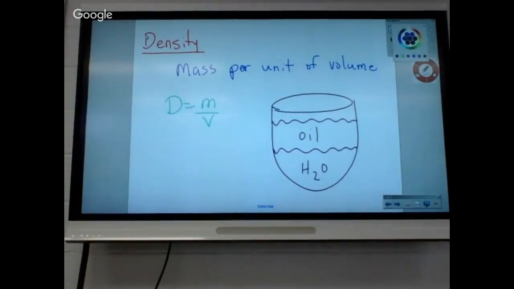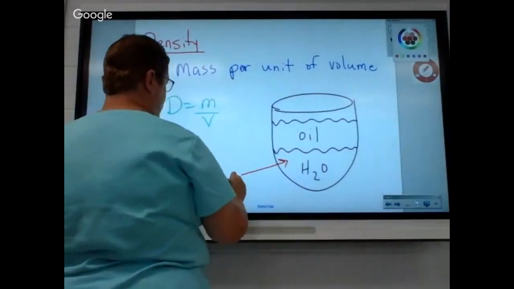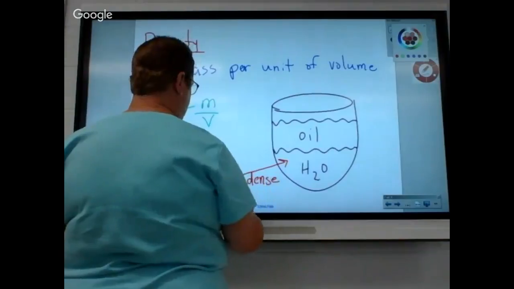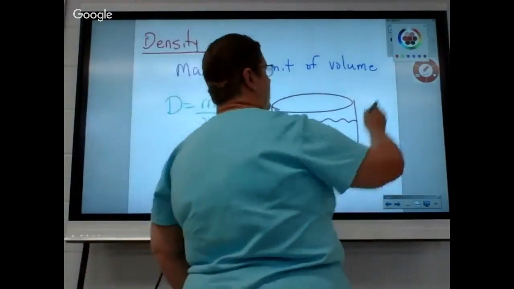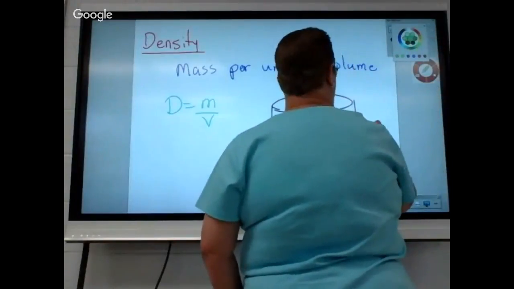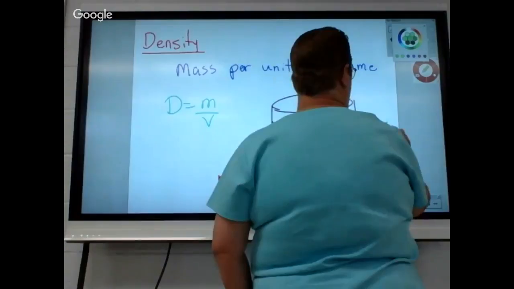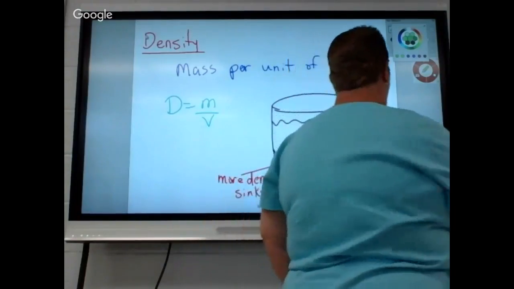Okay, I got some up here with the oil, I got some with the water. All right. The water, since it's at the bottom, is more dense. Whatever's at the bottom is more dense. More dense sinks. Okay? Less dense floats.